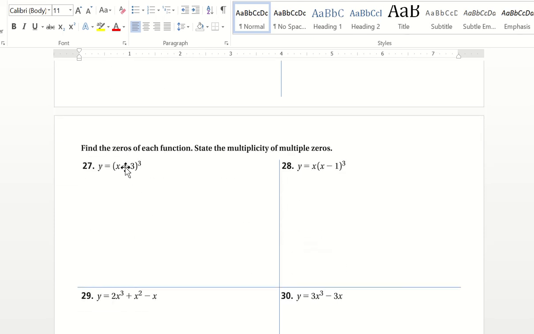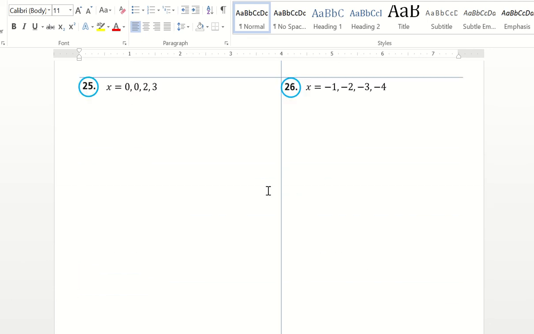And let me tell you something, just in case you're still a little confused about the whole multiplicity thing. When you see x plus 3 bubble, like this factor bubble to the third power, that just means there were 3 of them. So I'll tell you right now, the answer to 27 is x equals -3 with a multiplicity of 3, because there were 3 of those factors, which means it got three-peated on that 0. Okay, so this should be not too bad, I hope.